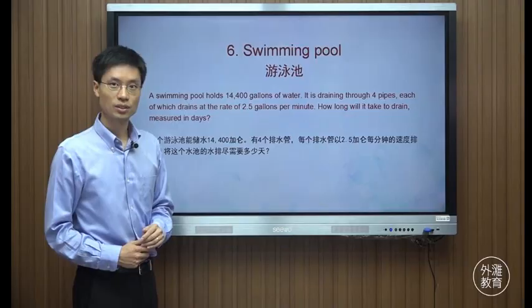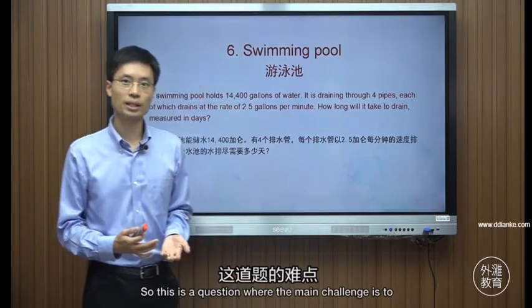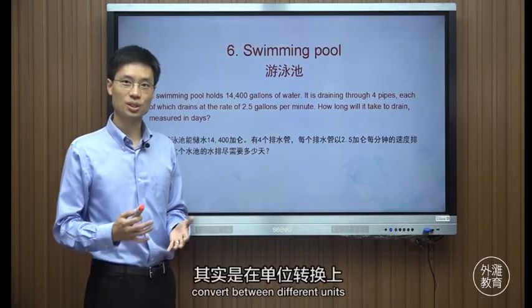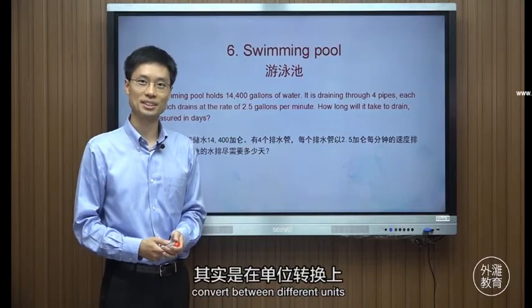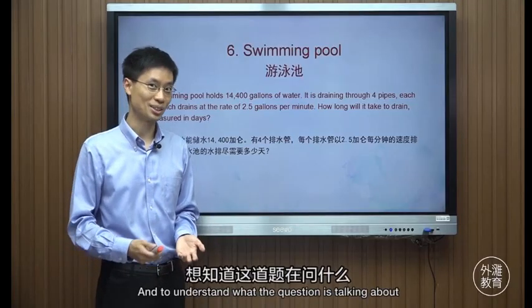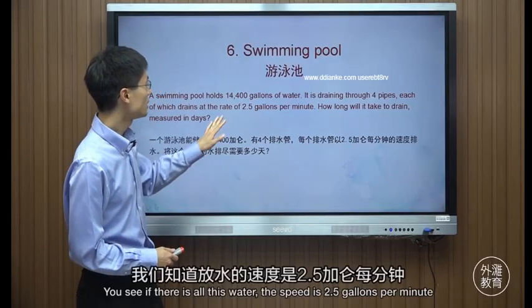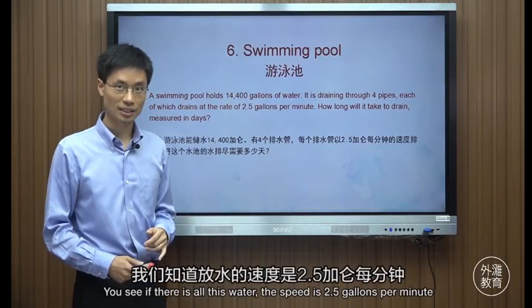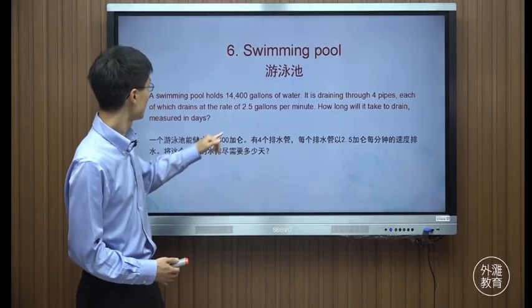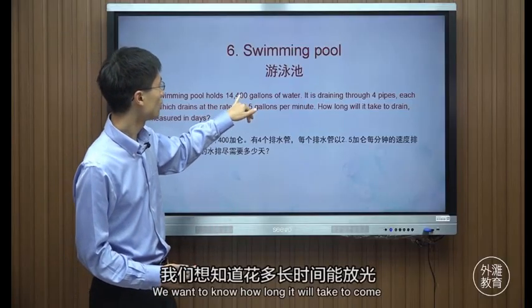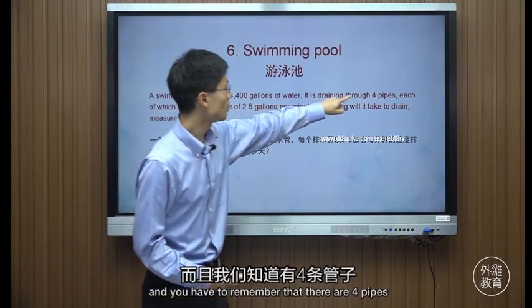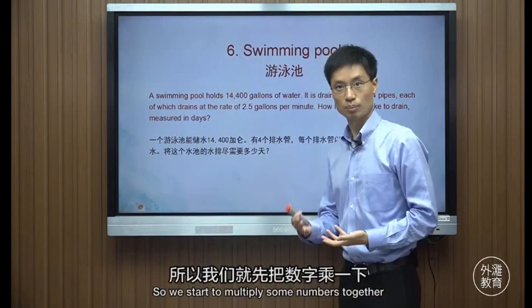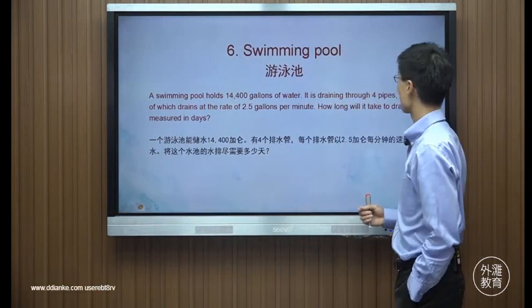Measured in days. So this is a question where the main challenge is to convert between different units and also to understand what the question is talking about. You see, if there's all this water, the speed is 2.5 gallons per minute. We want to know how long it will take, and you have to remember that there are 4 pipes. So we start to multiply some numbers together.